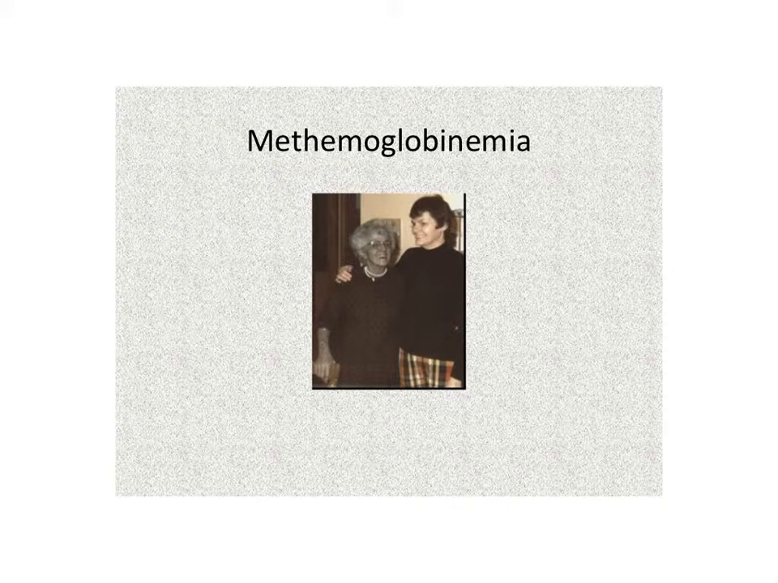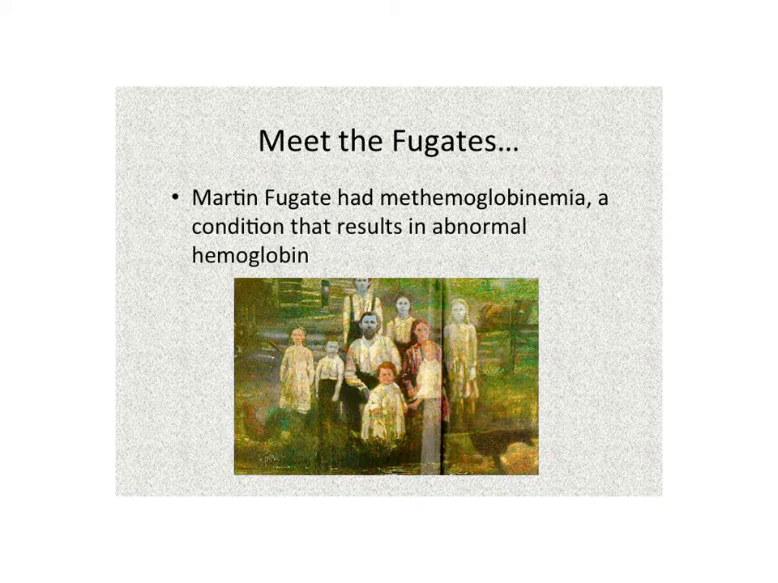Related as in incest? I don't know them personally. Their names are the Fugates. And so he had methemoglobinemia. Some of his children did, some of them didn't. So you can go and do your Punnett squares and try to figure it all out.